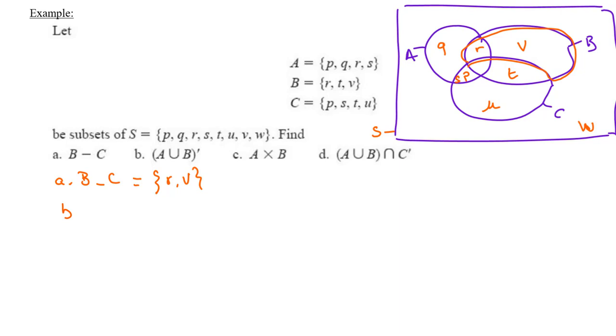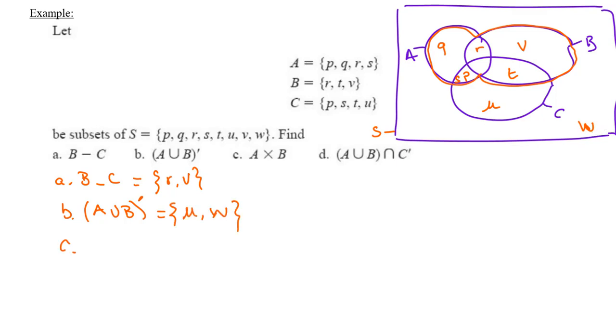Now question B is, where is A union B? Negate that, the complement of A union B. As we know, A union B is right here, but we don't want anything within A union B. So what does it mean? Everything outside will be U and W.